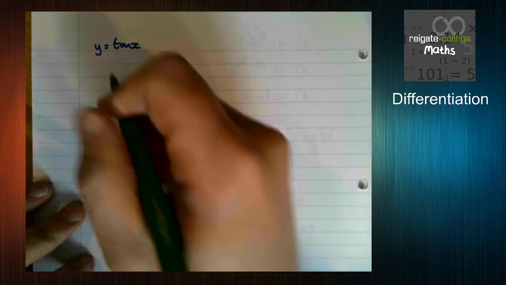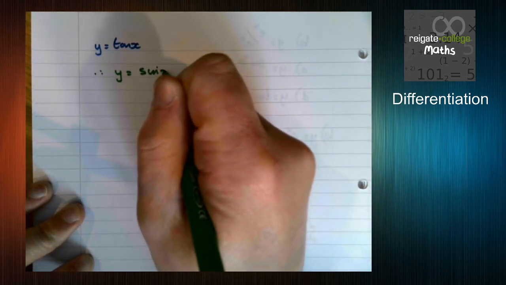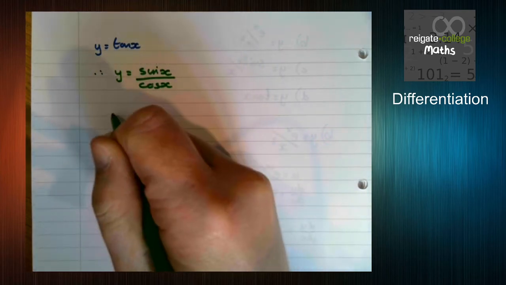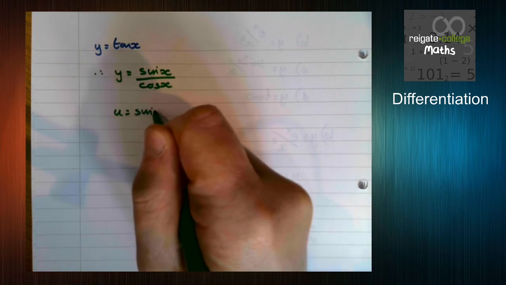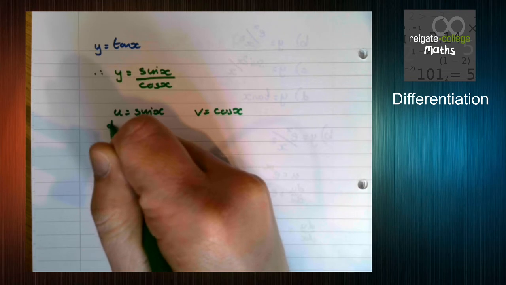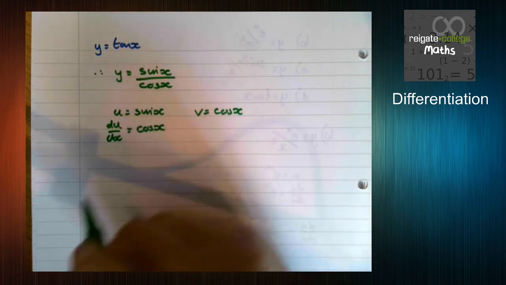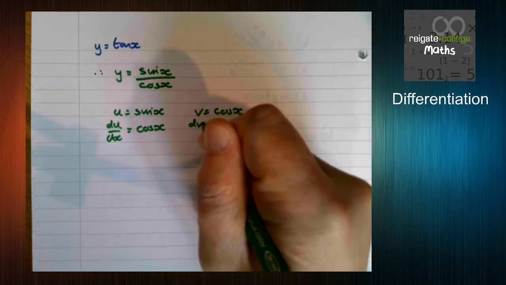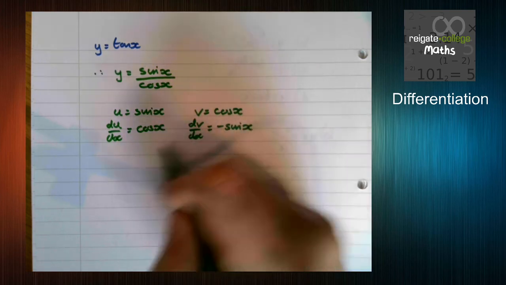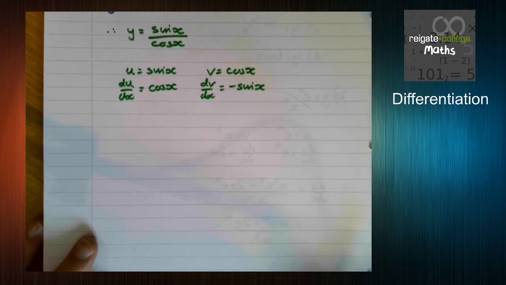What we in fact do is use our trig identities. Tan is sine over cos. Now we can identify our u and our v. Differentiating sine x, we get cos x. Differentiating cos x, we get minus sine x. Oh look, we've got this idea of similarity. That's going to be very useful when it comes to simplifying.